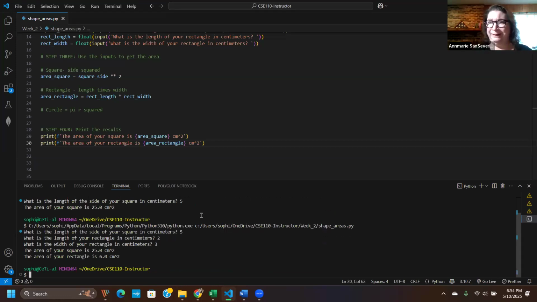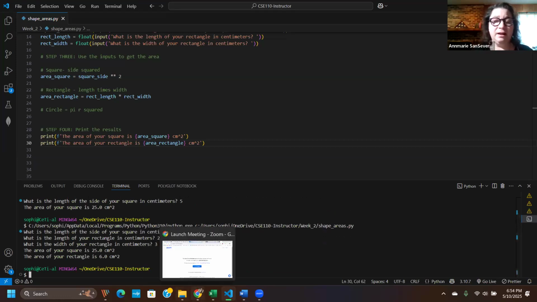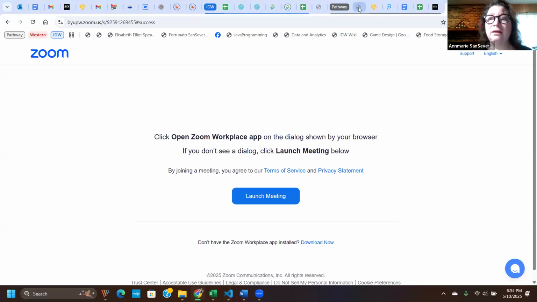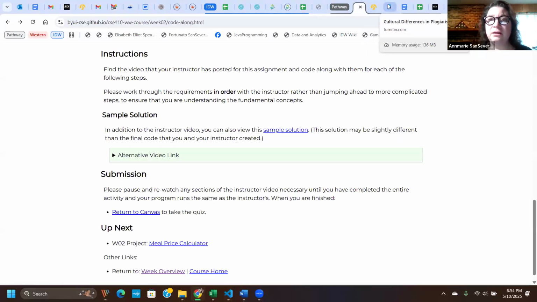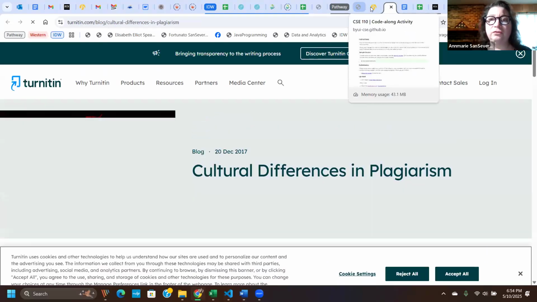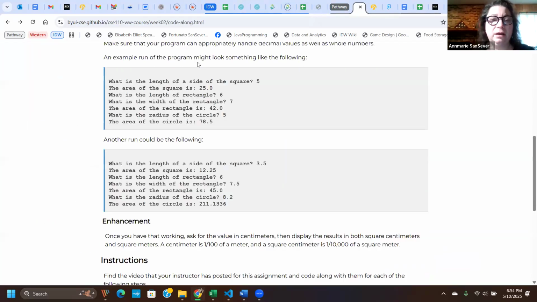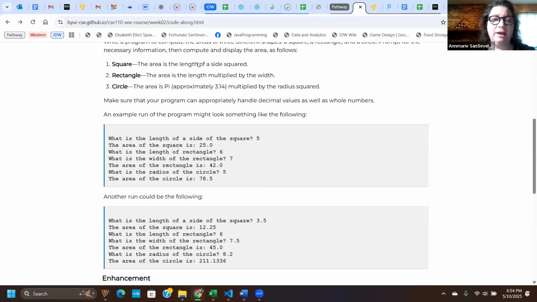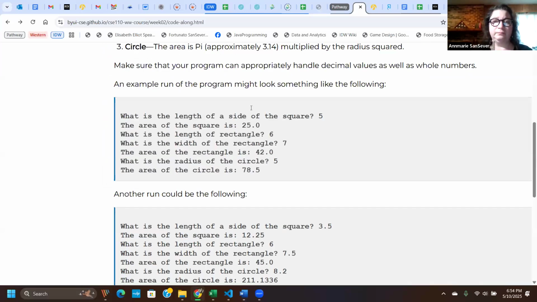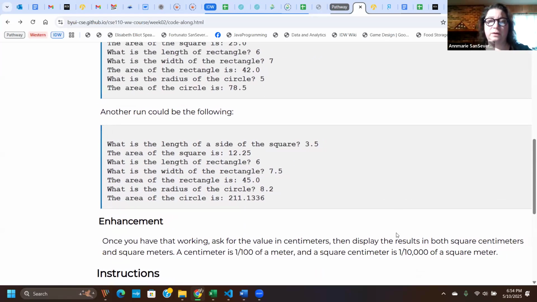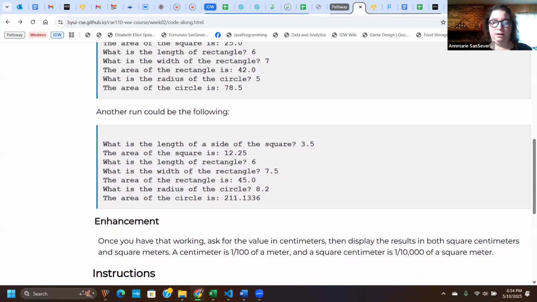I used numbers I already knew the answer to, really easy numbers. In your assignment, let's see if I can find that. No, cultural differences in plagiarism. You don't need that, do you? Let's see. Yeah, it gives you ones you can use. So those, they said 6 and 7. This way, you can get an idea if you're getting it correctly.